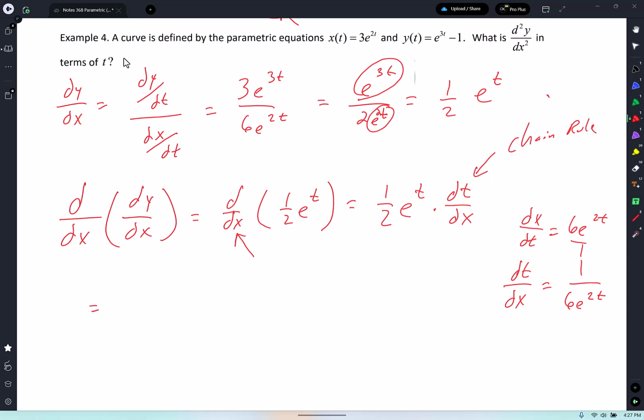So this is going to be 1/2 e to the t times 1 over 6e to the 2t. So let's see what I have. e to the t in the top. 6 times 2 is 12. e to the 2t. We still okay, guys? This e to the t cancels out with one of those. e to the t. So bam. So 1 over 12e to the t. That's your second derivative. Do you see how we did it?